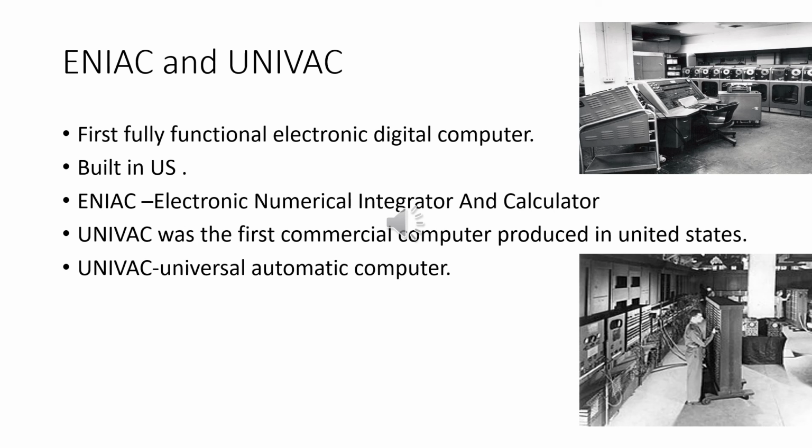ENIAC and UNIVAC. The first fully functional electronic digital computer to be built in the US was ENIAC, that is, Electronic Numerical Integrator and Calculator. It was somewhat similar to the earlier computers, but was considerably larger and more flexible. UNIVAC, Universal Automatic Computer, was the first commercial computer produced in the United States.